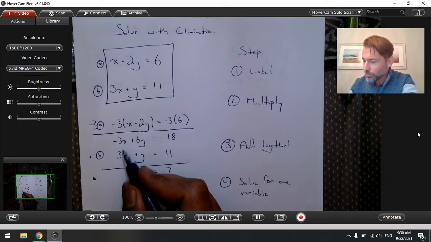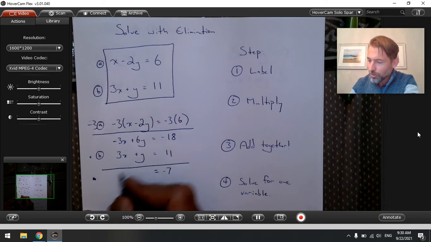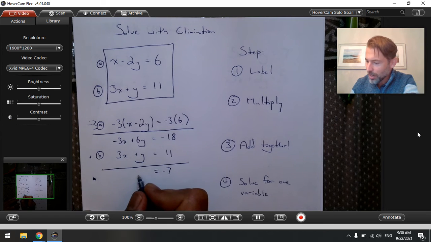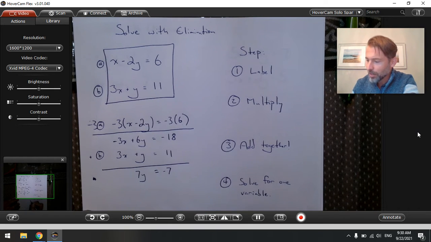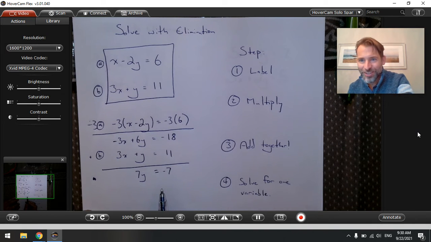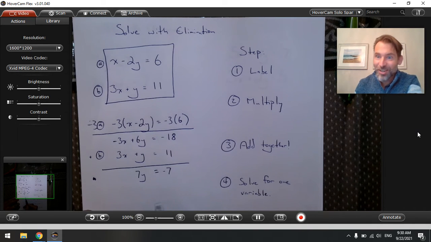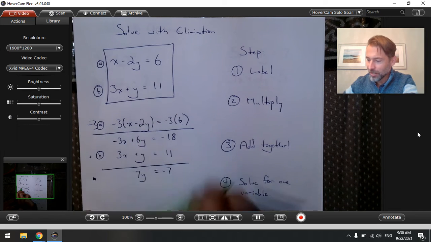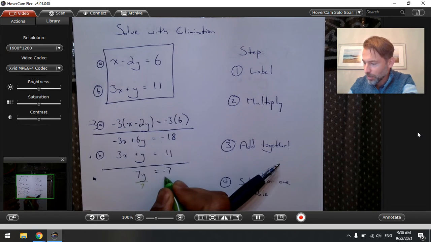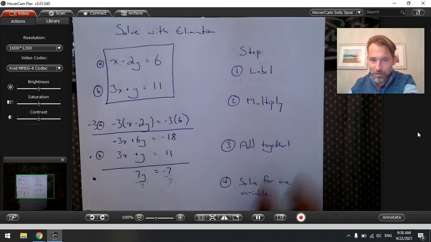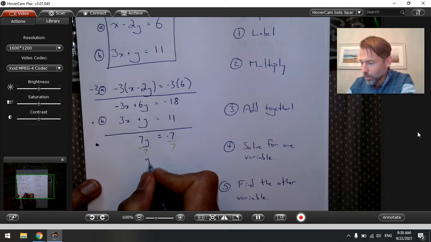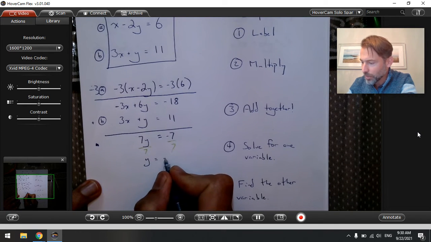And then here, -3x plus 3x, that's 0. 6y plus y, that's 7y. Now I have 7y equals -7. One equation, one variable I can solve. So how do I solve that? I get my inverse operations pen out. I divide both sides by 7. Now I get y is equal to -1.